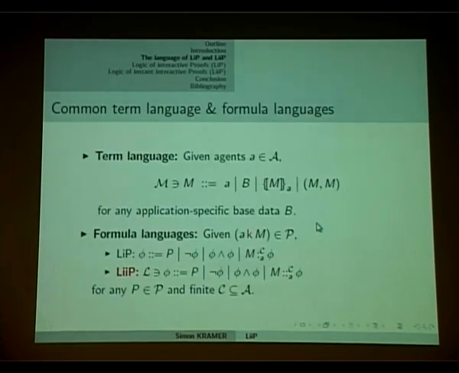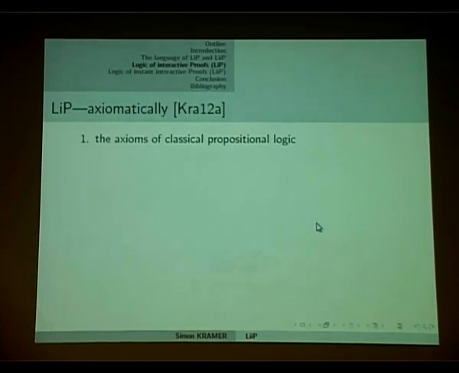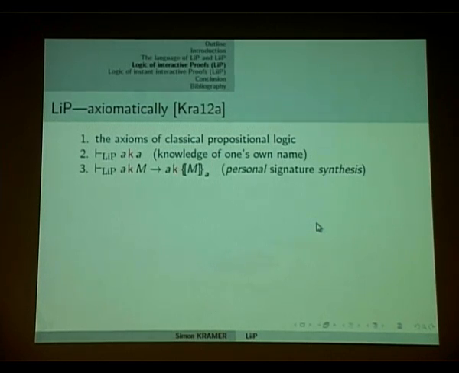Okay, well, you asked a lot of questions. So for the existing logic, we have the axioms of classical propositional logic. Then I have the axiom agent A knows A. So all agents know their own name, string, so to say. That's what it means. Say, if agent A knows the message M, then she can sign it, right? She knows that message signed by herself.